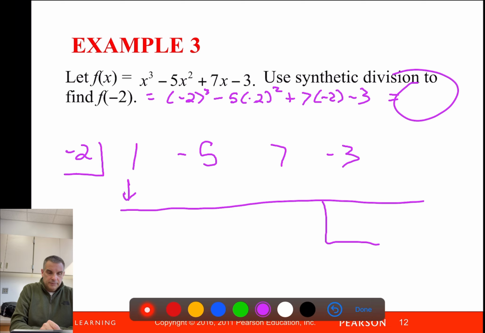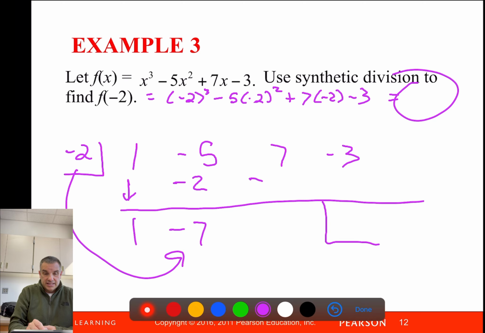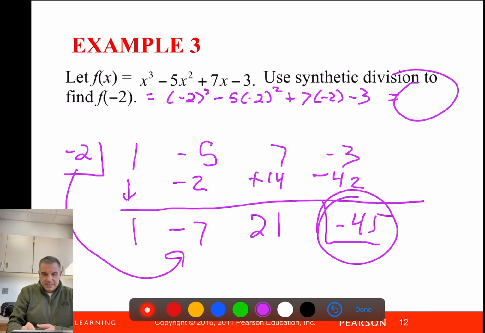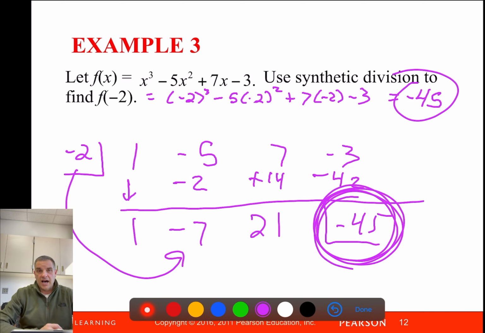I bring down the 1. Negative 2 times 1 is negative 2. Add them together. That's negative 7. Negative 2 times negative 7 is positive 14. 14 plus 7 is 21. Negative 2 times 21 is negative 42. So that gives me negative 45. So that tells me that the result of this, if I did it right, would be negative 45.